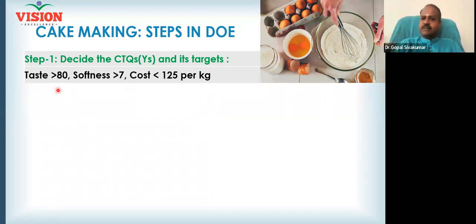Now, first one, the taste. Now tell me, how will you measure the taste of a cake? Do you have a measurement system? Do you have measuring equipment? Or do you have a robot which can eat your cake and then tell you how much taste it has? Come on, here you can participate. How to check or how to measure the taste of the cake?